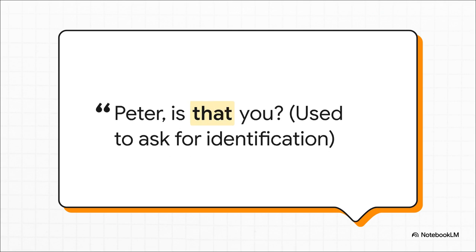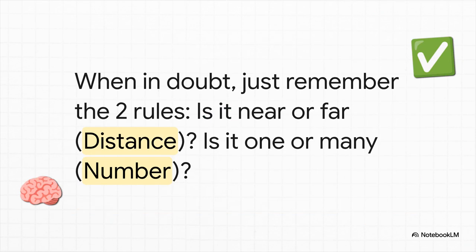Okay, but what if you're not quite sure who someone is? Maybe you answer the phone and the voice is familiar, but you can't place it. Or maybe you see someone across the street and you think you know them. You use that to ask. You'd say, Peter, is that you? See how that creates that little bit of distance or uncertainty? It's perfect for this. So, you see, it really all comes back to those 2 simple rules: distance and number.